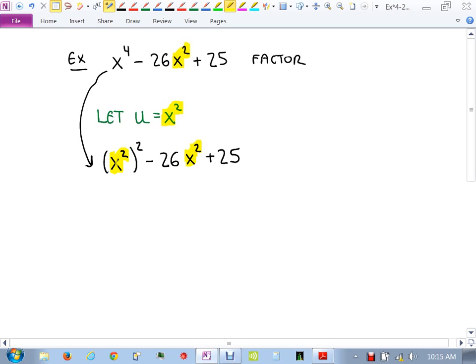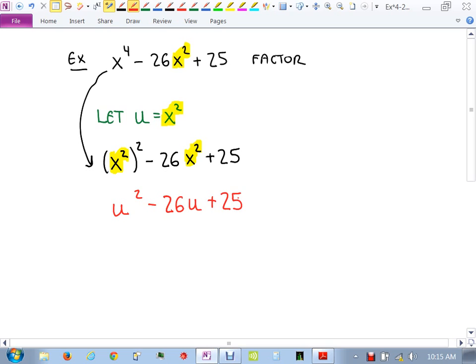So would you mind now rewriting the problem in terms of u instead of x? So everywhere you see an x squared, go and replace it with a u now. And don't worry, we'll switch back at the very end. But for now, just switch your x squareds to u's. So how would this problem now read? U squared minus 26u plus 25. Now this looks more like the standard form for AC method, doesn't it? You've got a squared, and then in the middle you've got just the u and then a number by itself.